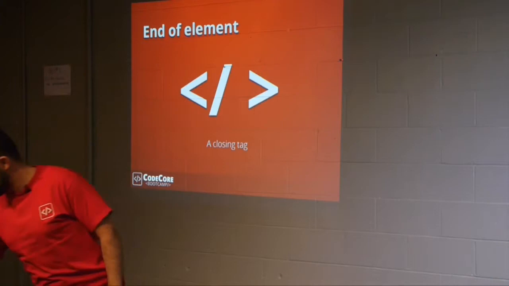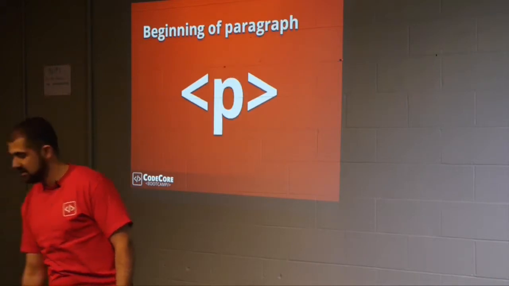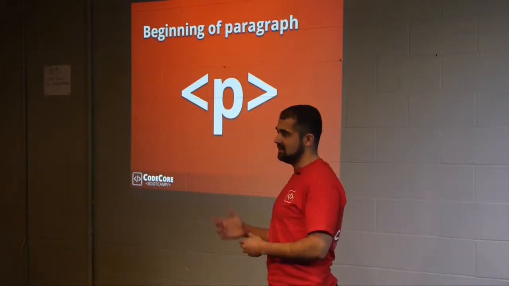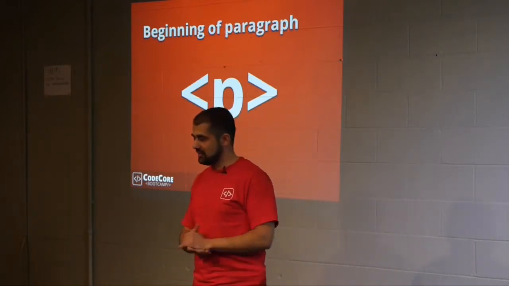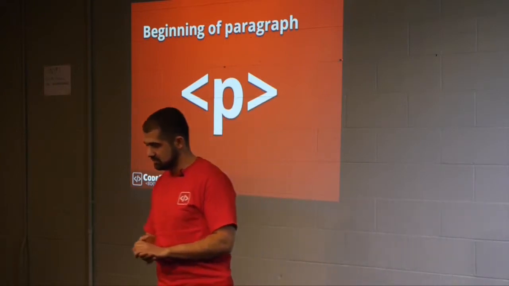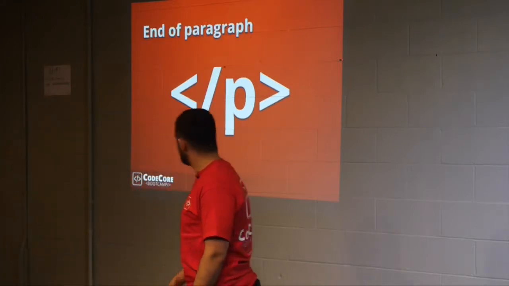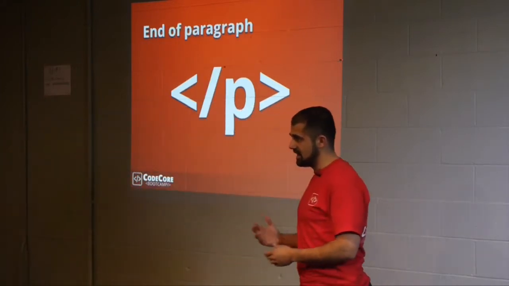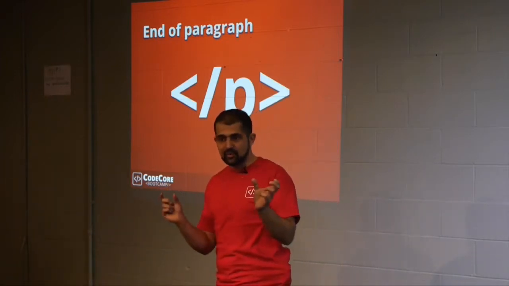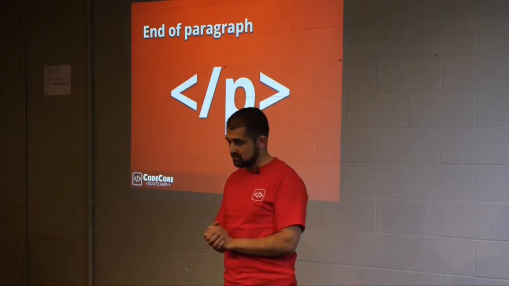So for example, if I want to tell the browser to display a paragraph of text for me, I simply put a P tag. This is a P tag. So I'm telling the browser, display for me a text on the browser. And then when I'm finished writing the paragraph, I simply close it with an end paragraph tag. So basically anything I put between these two tags will be my paragraph. Is that clear?